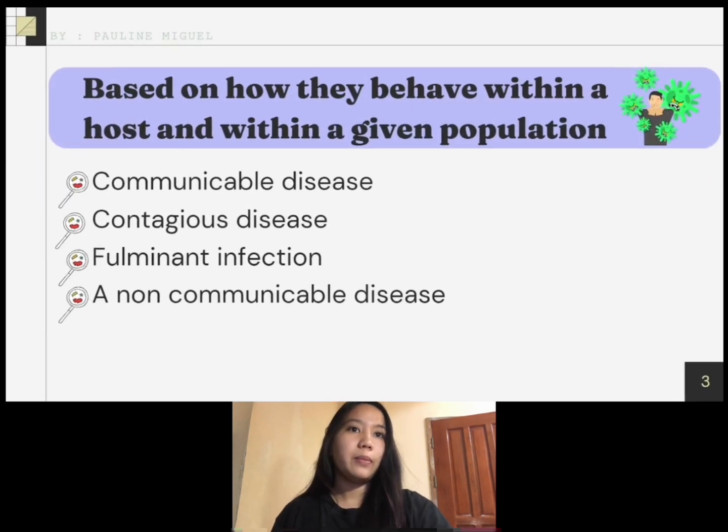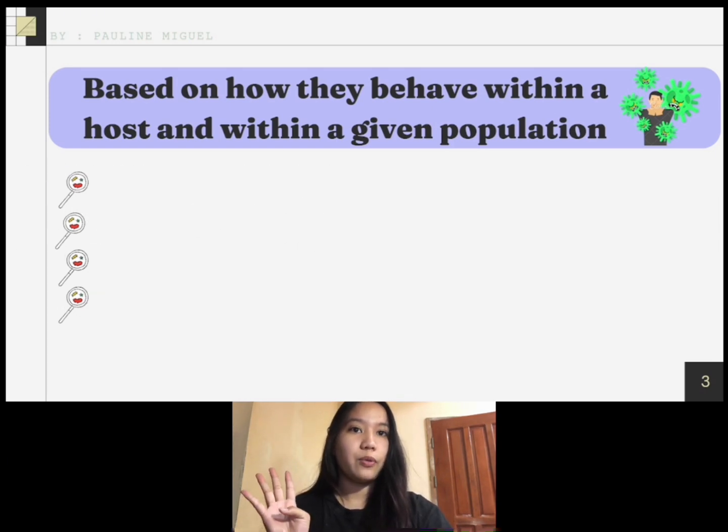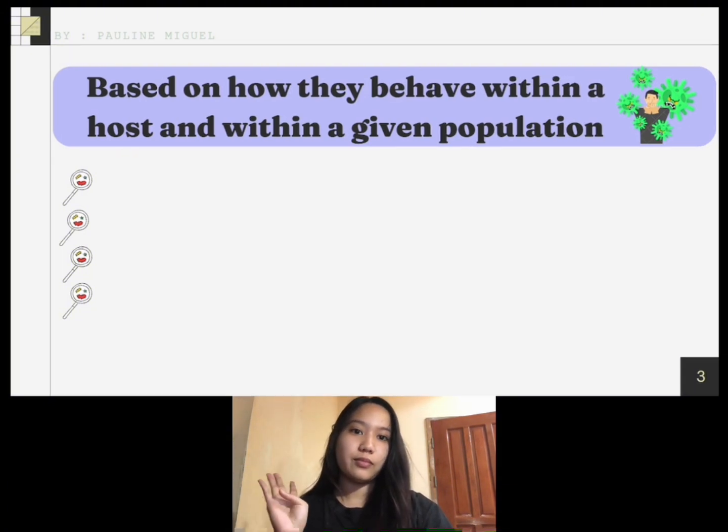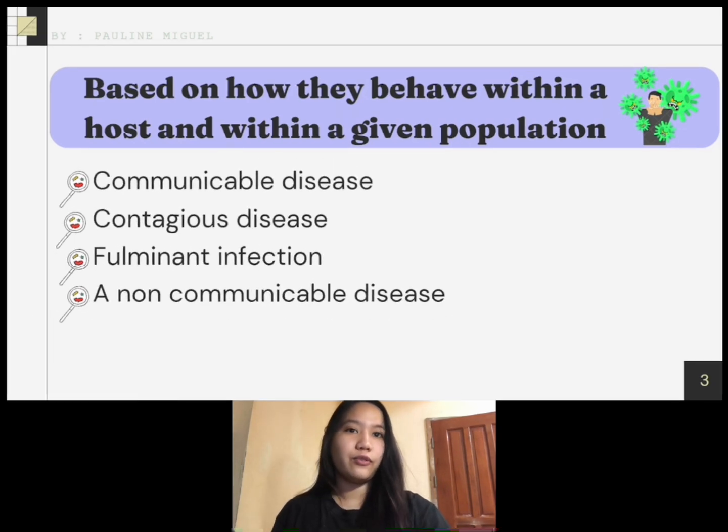So, based on how they behave within a host and within a given population, they are classified into communicable disease, contagious disease, fulminant infection, and also a non-communicable disease. So before we move on, let's first recall what are the four classifications of infectious disease based on how they behave within a host and within a given population. Okay, so let's now move on.